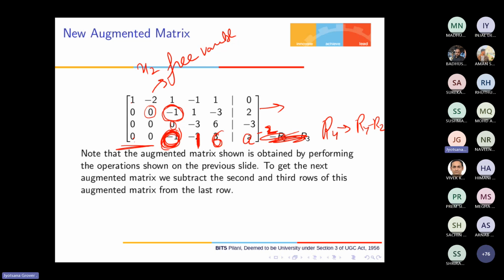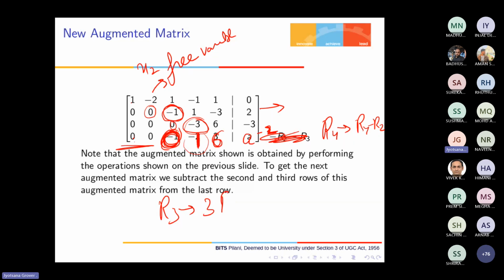Now see, this is the leading entry of row 3. You have to convert the entries below this leading entry to 0, because it is present in column 3. So what operation will you apply? R4 is R4 minus 3R1. Oh, sorry, this is minus.